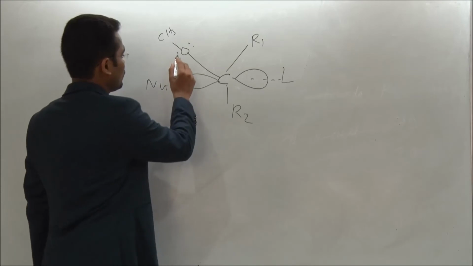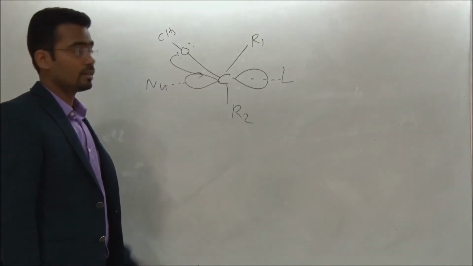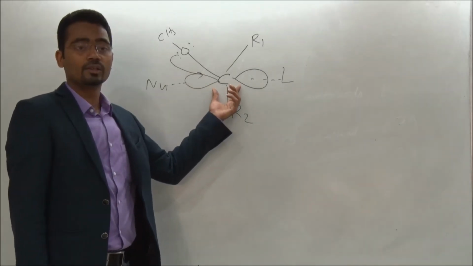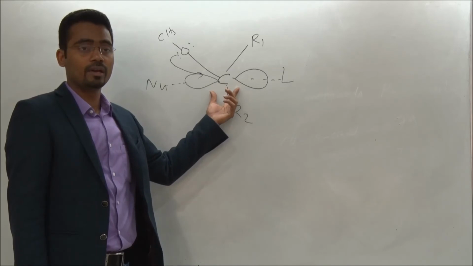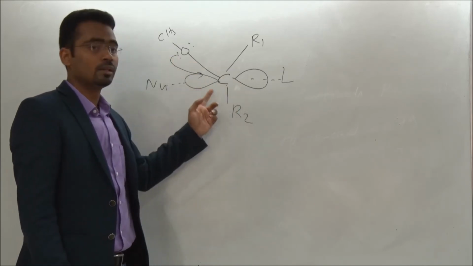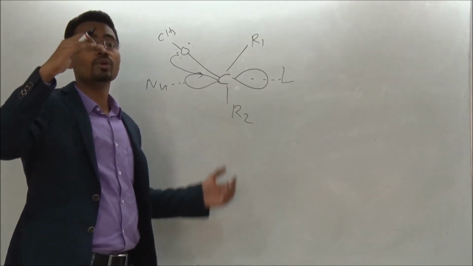During this, we donate their lone pair in this orbital, and it becomes more stable because there is a vacancy of electrons. There is a vacant orbital on the carbon atom. So because of the conjugation, the energy of the transition state decreases and it becomes more stable.